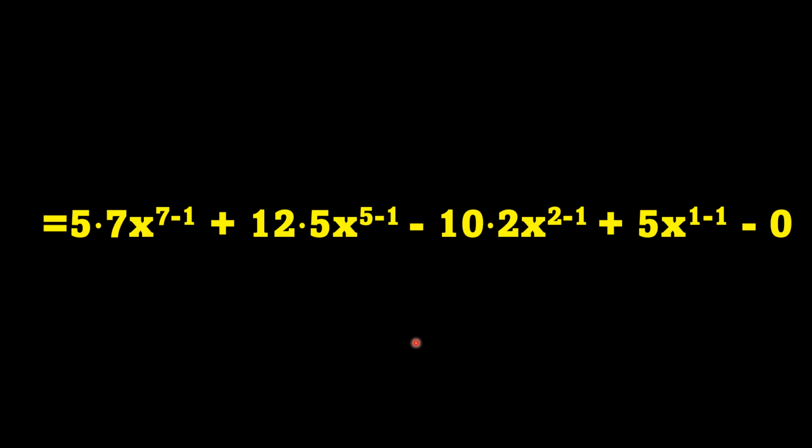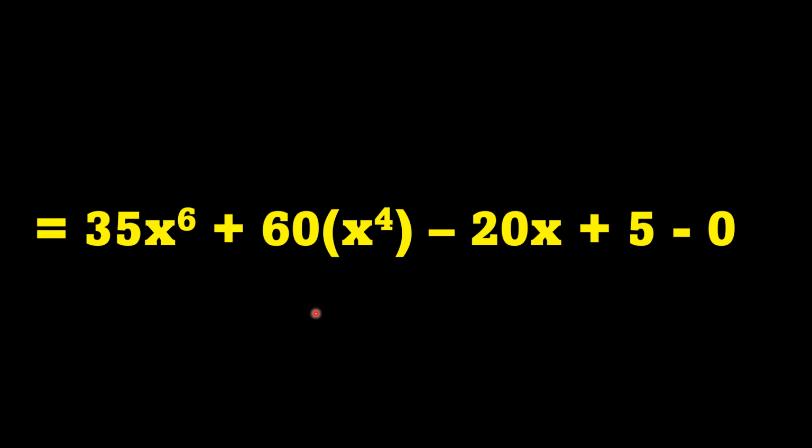And then, 5 times 7, x raised to 7 minus 1. So that becomes x to the 6. Plus 12 times 5, x to the 5 minus 1. So that becomes the 4th power. Minus 10 times 2x raised to 2 minus 1. So the exponent becomes 1. And then 5x raised to 1 minus 1. The exponent becomes 0. And then finally, its value becomes 1. So 5 times 1 becomes 5. This is 0 because this term is constant.